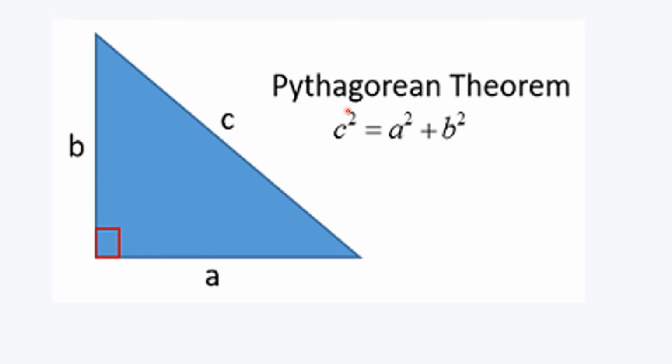Now how does the Pythagorean theorem work? A squared plus B squared is equal to the hypotenuse squared. It means the sum of the squares of the sides is equal to the square of the hypotenuse. So this formula we are going to use to derive the distance formula. That's why we should recapitulate first. After understanding this, we are going to use it in the distance formula.